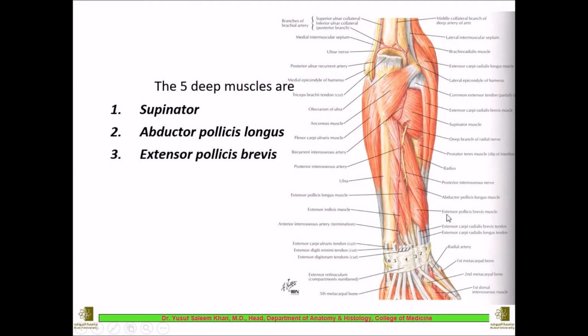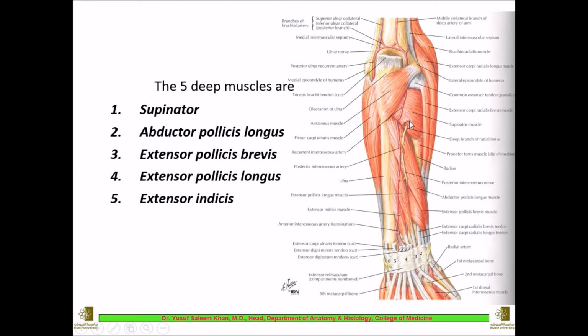Then we have the extensor pollicis brevis. Extensor pollicis brevis, this is the third muscle. Then we have the extensor pollicis longus. This is the extensor pollicis longus. Then we have the last muscle. This is called the extensor indicis. Extensor indicis. These are the 5 muscles.